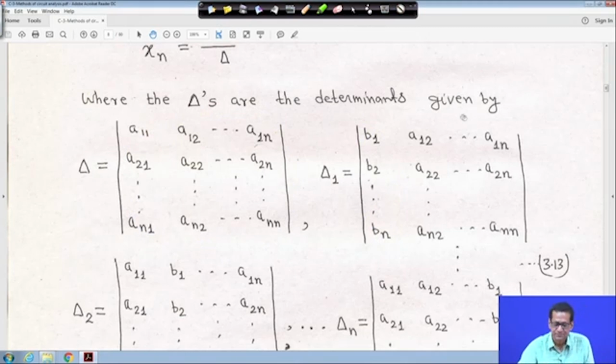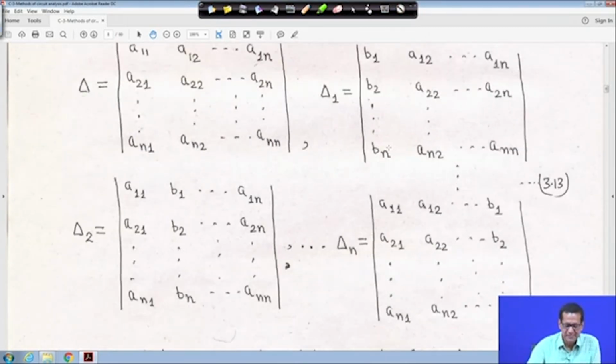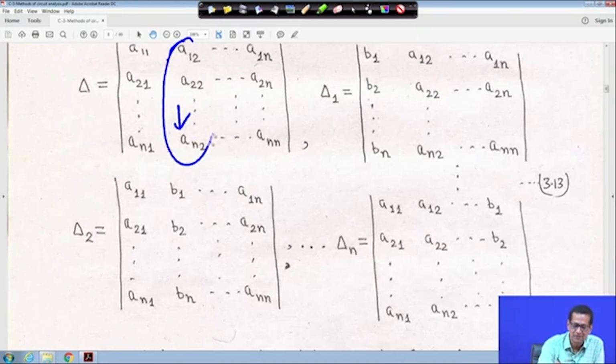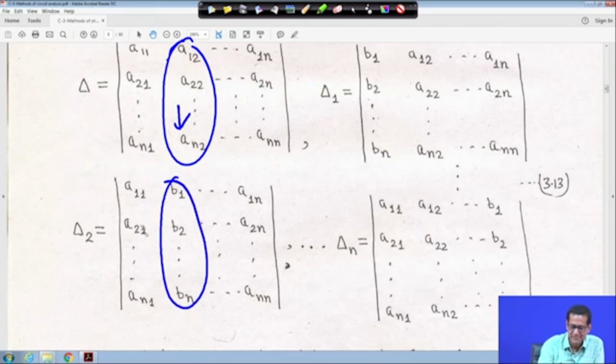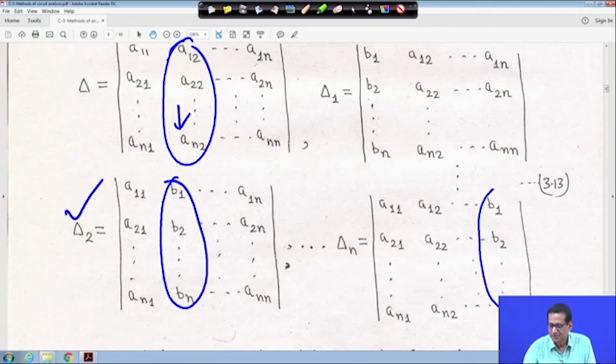Similarly, in the case of delta 2, just replace the second column of this matrix by B1, B2, Bn. The rest of the A elements remain the same, only replace that, and then you will get delta 2. Similarly, for delta n, you replace the last column by B1, B2 and Bn, and the rest of the A elements remain the same, and you will get delta n. This way, all the determinants delta 1, delta 2, delta 3 can be computed.